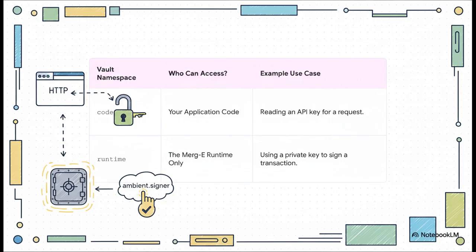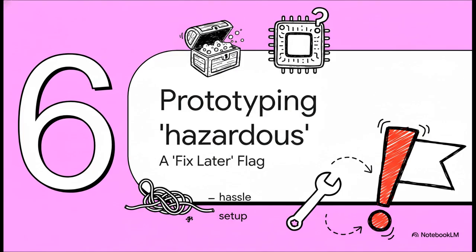Your application code gets to access secrets in that code namespace. So for example, reading an API key to make a web request. Perfect. But something like a private signing key can be put in the runtime namespace. And as you can see, only the Merg E runtime itself can touch that. Your code can't read the key. Instead, you just call a built-in function like ambient.signer. The runtime goes and gets the key, does the signature for you, and just hands you back the result. The key itself was never ever exposed to your application. How cool is that?